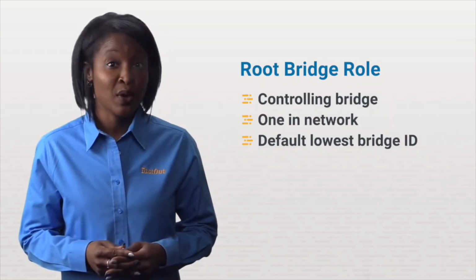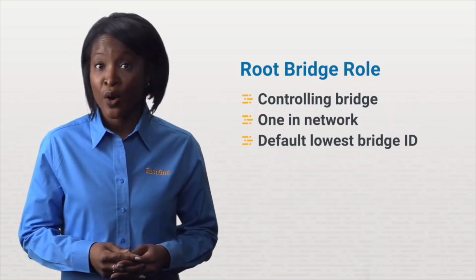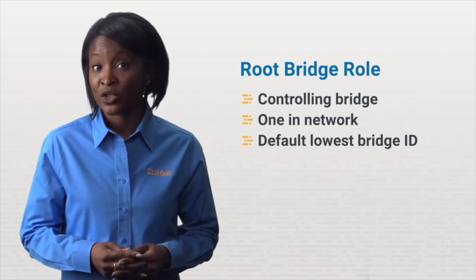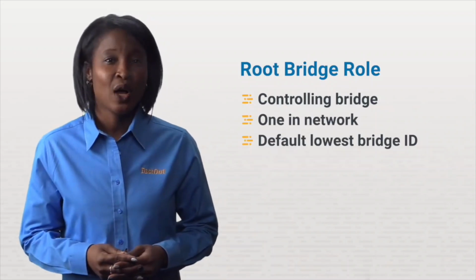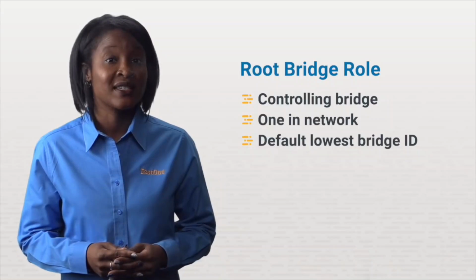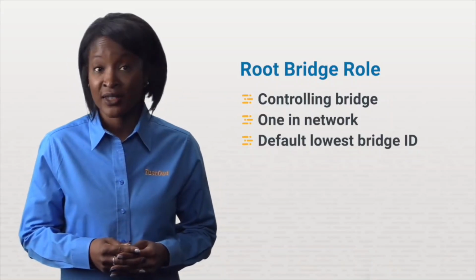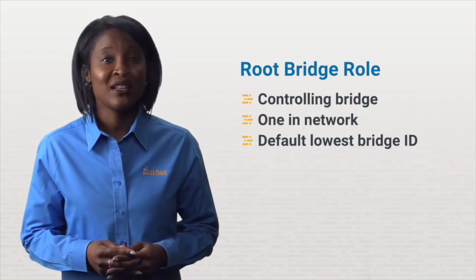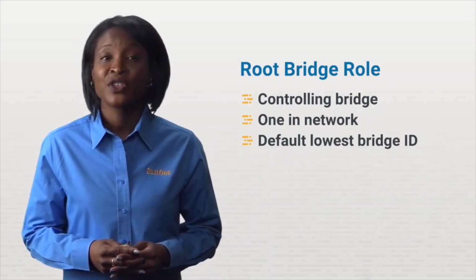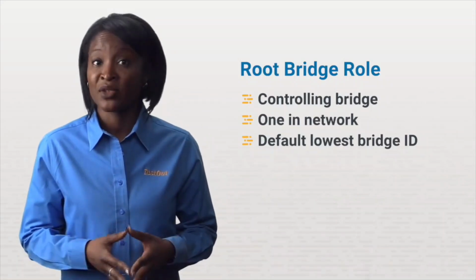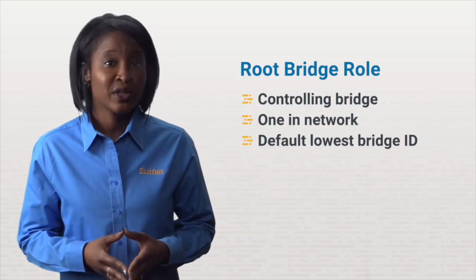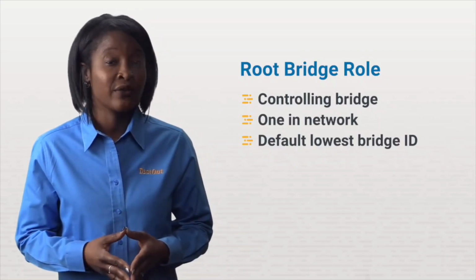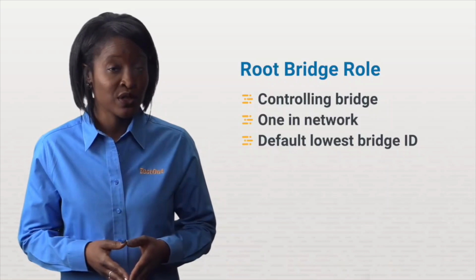The bridge ID is composed of two parts, a bridge priority number and the MAC address assigned to the switch. The default priority number for all switches is 32,768. This means that for unconfigured switches, the switch with the lowest MAC address becomes the root bridge, but it's possible to manually configure the priority number and force a specific switch to become the root.